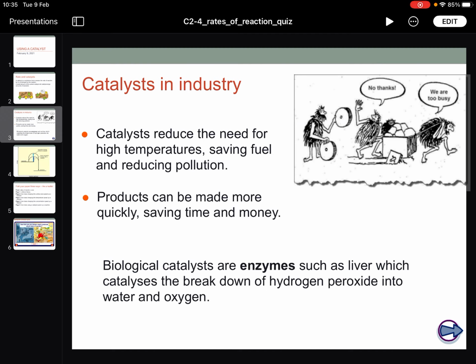So, catalysts in industry. Catalysts reduce the need for high temperatures, saving fuel and reducing pollution. Fantastic, win-win-win there. Products can be made more quickly, saving time and money.